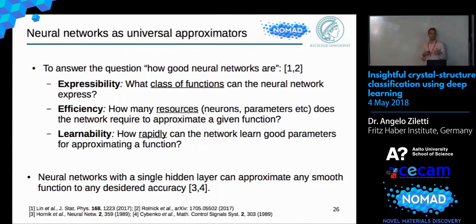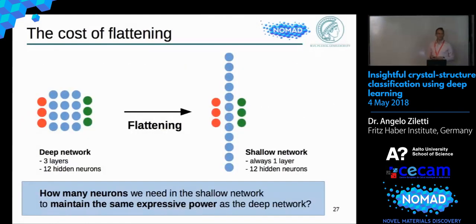But then why have you heard about deep learning and not shallow learning, if you just need one layer? The answer is inefficiency. If you have a deep network here, let's say 3 layers and 12 hidden neurons, and then you flatten that, you get a shallow network, let's say with 12 hidden neurons and 1 layer. What does it cost you to flatten? Is that a good thing? Is that a bad thing? How many neurons do we need in the shallow network to maintain the same expressive power as the deep network? That will tell us if we really need to do deep learning.